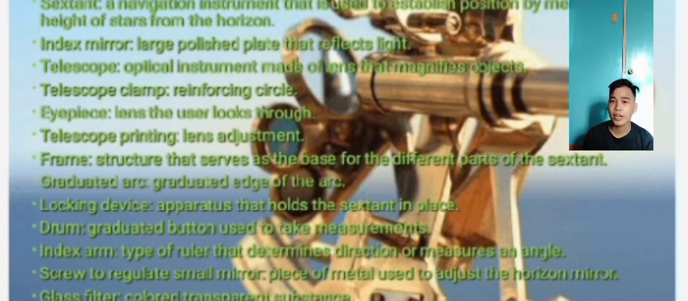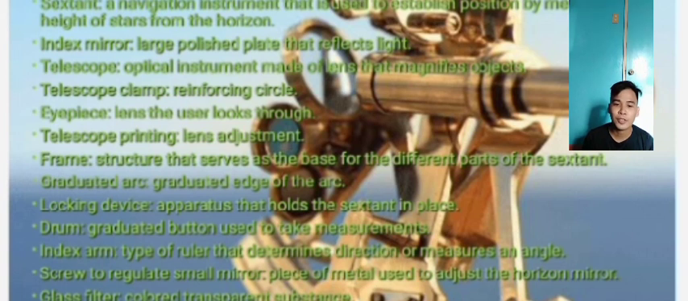So next, the horizon mirror. The function of the horizon mirror is that it allows the observer to view one object directly on one side while observing a second object reflected next to it. And lastly, the glass filter of the horizon mirror. The function of the glass filter of the horizon mirror is the same as the glass filter of the index arm. It helps protect our eyes from the rays of the sun.